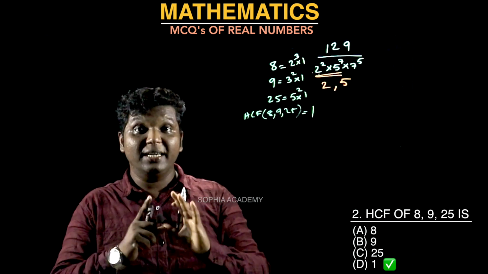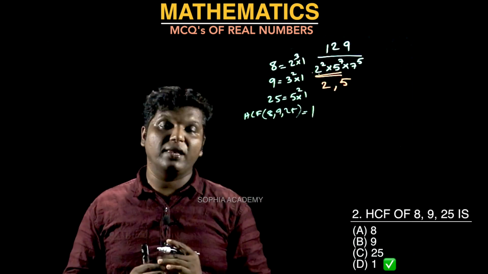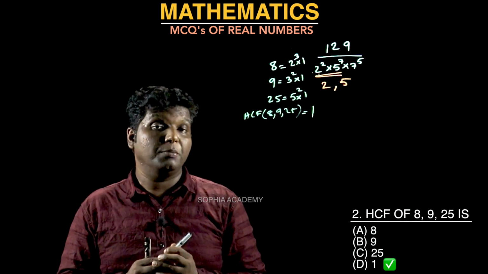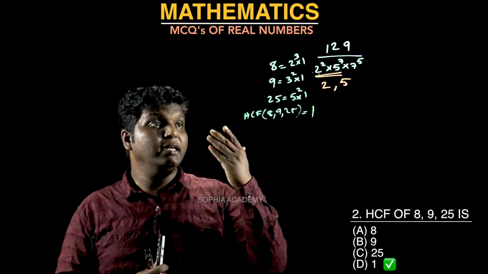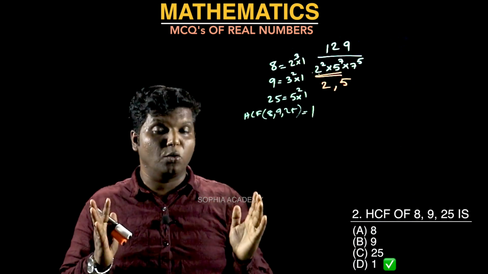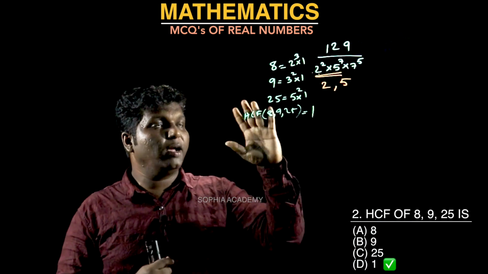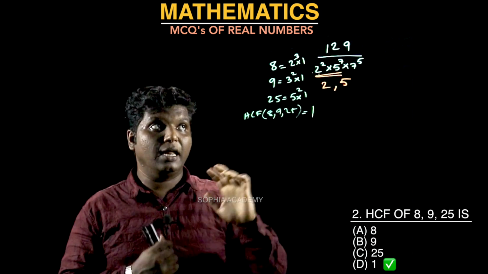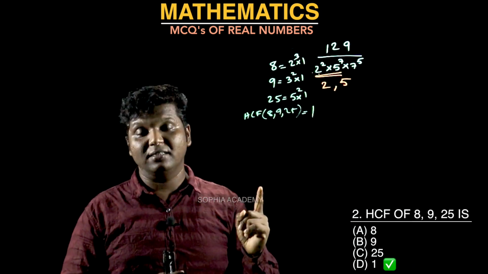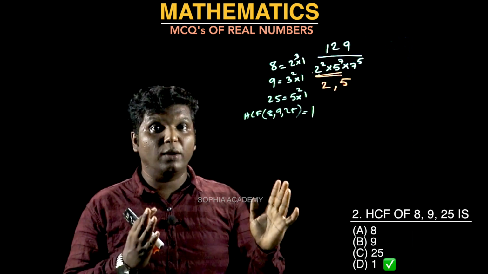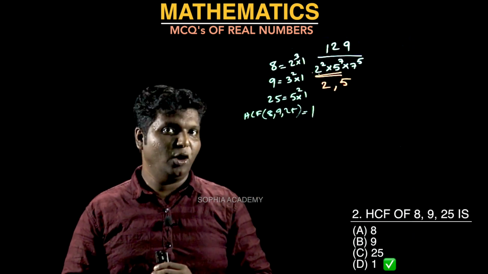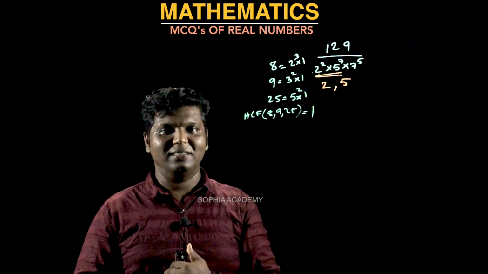Most probably, in these typical types of questions, whenever they ask for HCF, they will give such 3 numbers in which there are no commons. So first of all, you just find the prime factorization, and if you find that there is no common, then go for it. 1 is the answer. There is no need to think and worry about it. What will be the answer? 1 is the answer. So this is the way to get it. Hope you understood. Going to the next question.